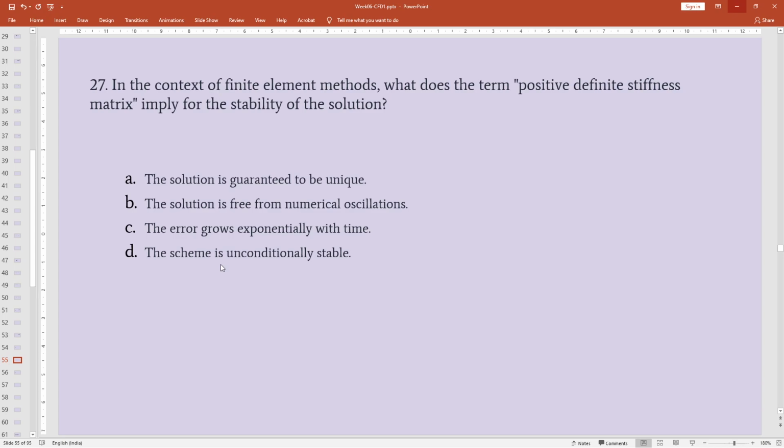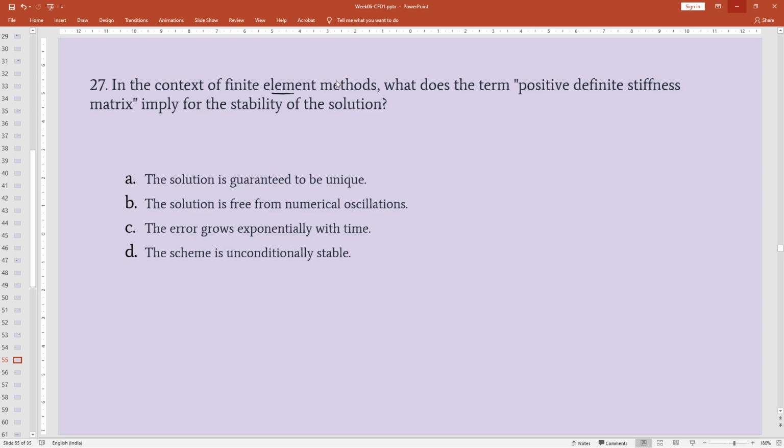Next question. In the context of finite element methods, what does the term positive definite stiffness matrix imply for the stability of the solution? Actually, it is about finite element method, not what we are discussing in our course, but still, I will answer the question. The options are: option A, the solution is guaranteed to be unique. Option B, the solution is free from numerical oscillations. Option C, the error grows exponentially with time. Option D, the scheme is unconditionally stable.